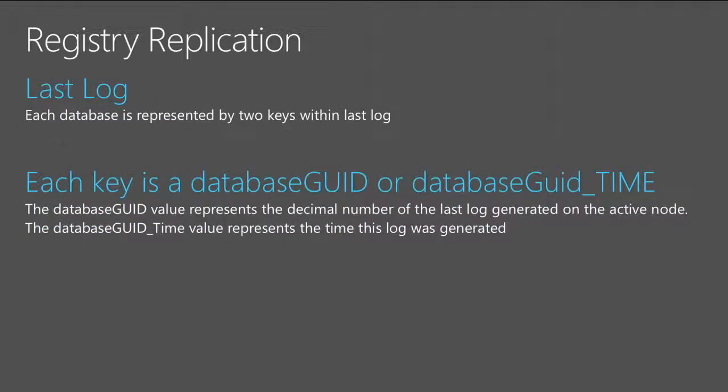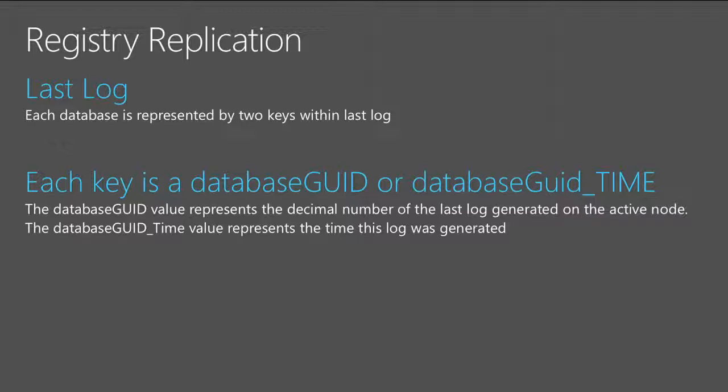Now, the last log key. The last log key is what we actually use to store the last log generated on the active node. Now, in early builds of Exchange 2016, we only ever stored the decimal generation of that log file in this key. And later on, we added not only the generation of that log, but we also added the database GUID and the timestamp of when that log was created.